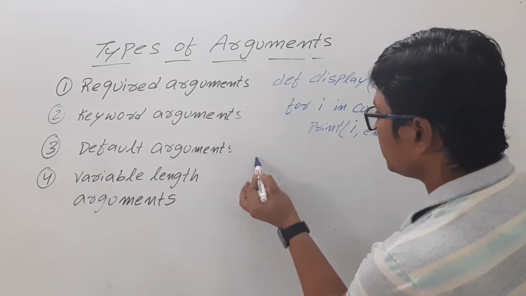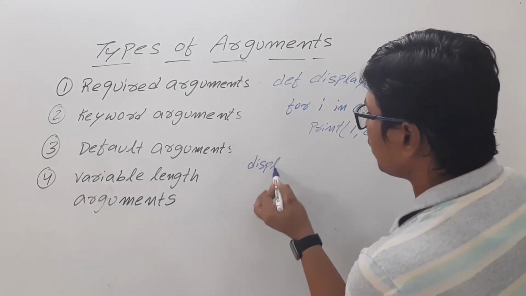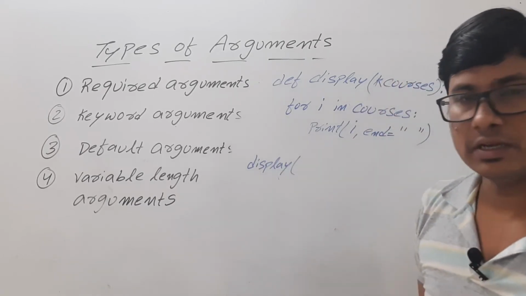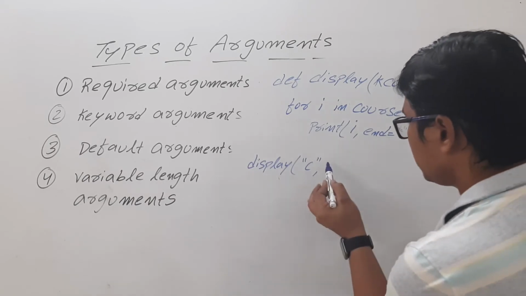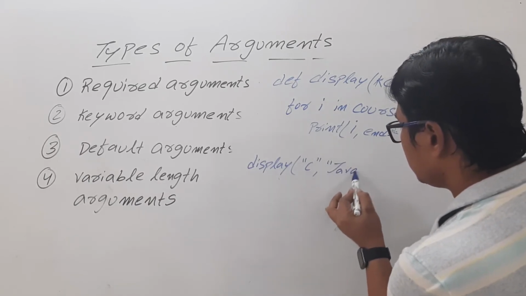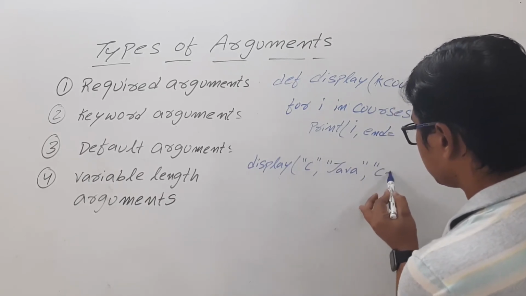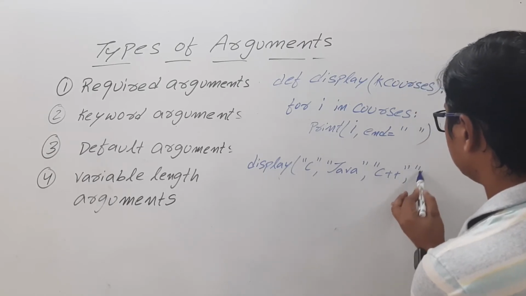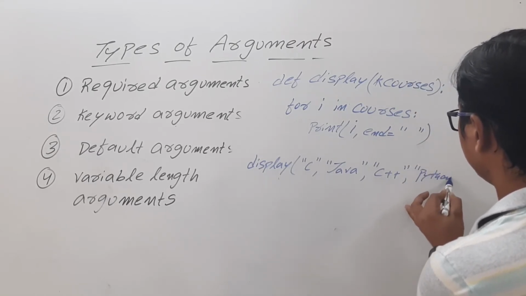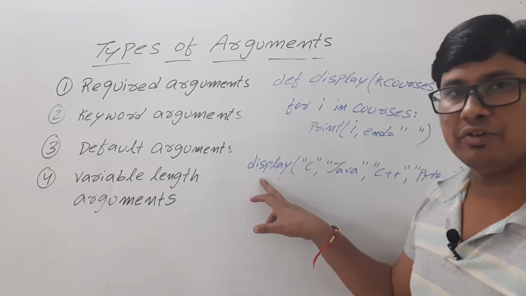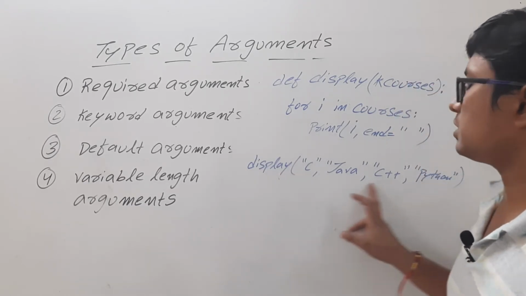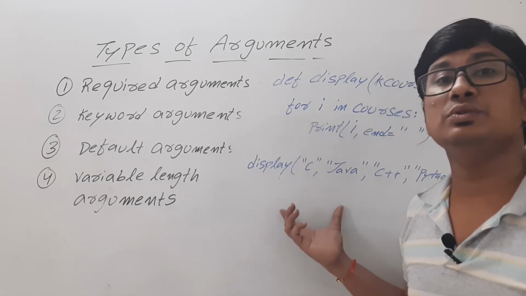Then in the function calling, I am providing a list of courses such as C, Java, C++, Python. Now look at what will happen. If you look at the function calling, how many parameters is the user passing? 4 parameters.